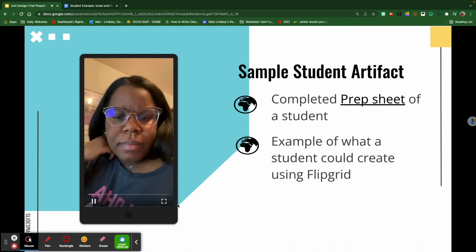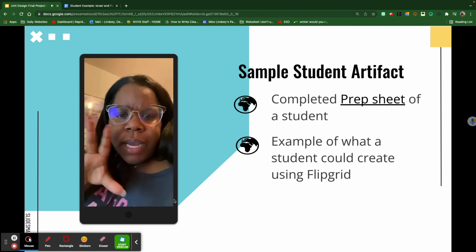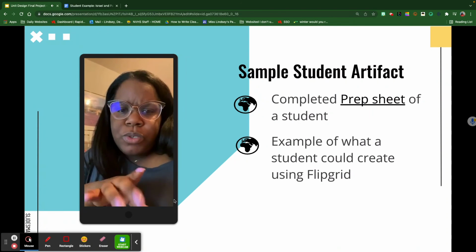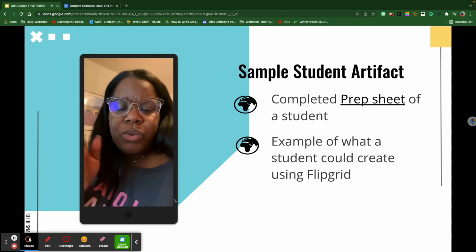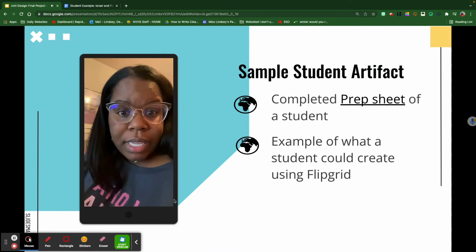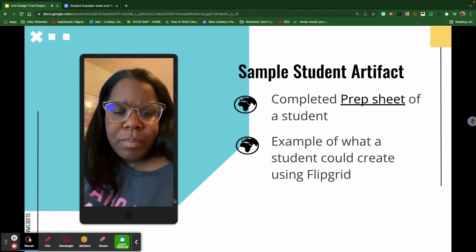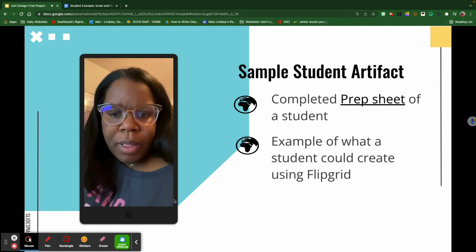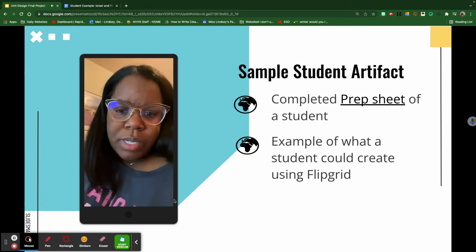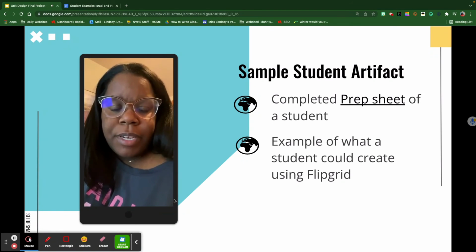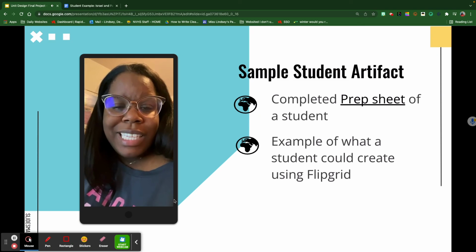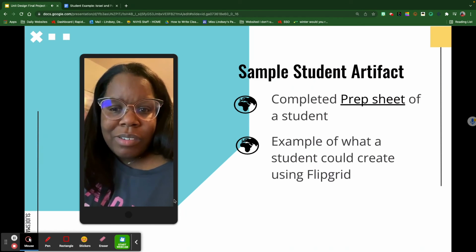Ideally, students would use this kind of format to create their video explaining their position on the Israel Palestine conflict, making sure to use the evidence that they put in their prep sheet, and explaining what that evidence means to their position. The video is required to be at least 2 minutes and go no longer than 4 minutes.